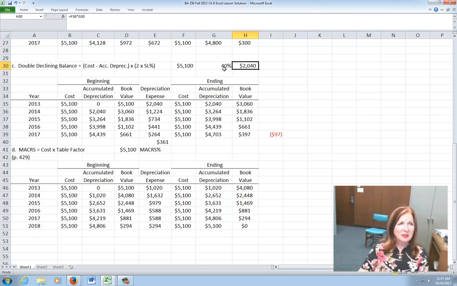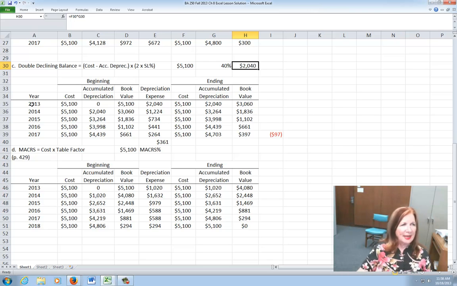And so then when we look at F30 times G30, the first year's depreciation is going to be 2040. And what we're doing there is we're multiplying the book value times the percentage for depreciation. So it's always the book value times the percentage for depreciation. So that's what that's demonstrating to us right there.